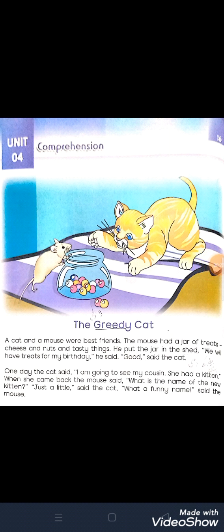Okay, class, first, open your book and take out your unit number 4. We had finished unit number 3, the hedgehog topic, and today we are going to start unit number 4, okay? And unit number 4 is the greedy cat. What is the topic name? The greedy cat. Okay, do you know what greedy means?